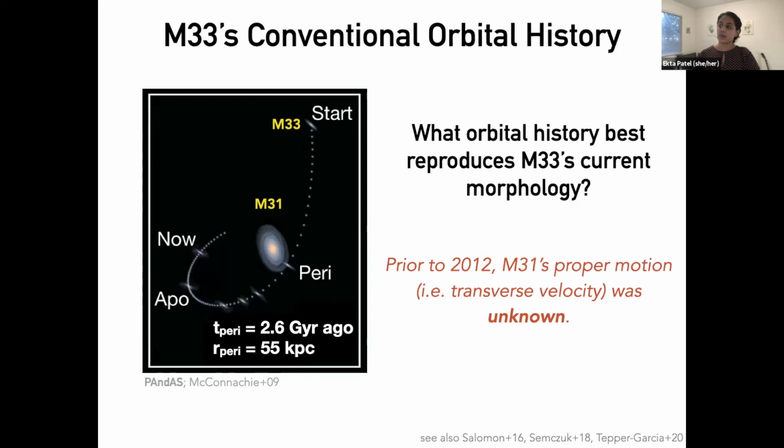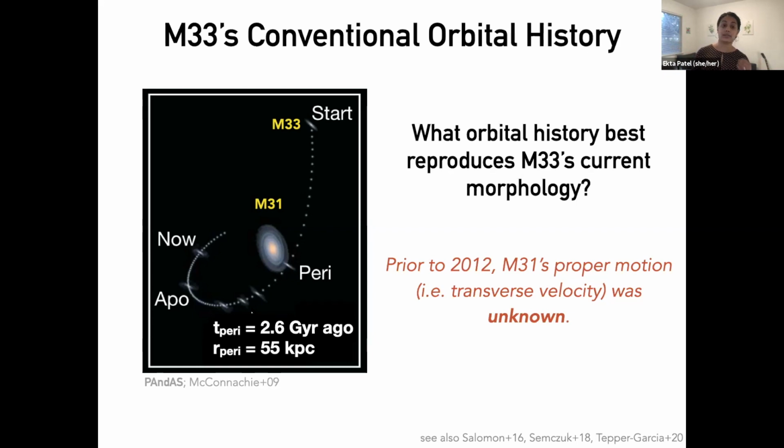So this orbit is one where M33 starts on the far side of M31 and has a pericentric passage about 3 gigayears ago at a distance as close as 55 kiloparsecs, passes through pericenter and arrives at its position today at 200 kiloparsecs away. So essentially the goal at the time was to find which orbit reproduces this morphology, and this was the one that was presented. Fast forward a few years, M31's proper motion was measured.